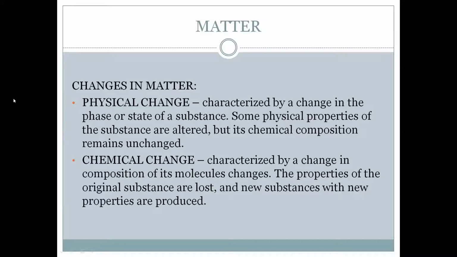Yung components or one of the components of the pearl, which is calcium carbonate, tapos yung isang component ng vinegar, which is acetic acid, silang dalawa yung nagre-react together. So, in that reaction, nagpo-form sila ng another substance called calcium acetate. Alright? So, as you can see here, the properties of the original substance are lost and new substances with new properties are produced. So, katulad nga ng sinabi ko, they produce a new substance called calcium acetate. So, that is a form of chemical change.